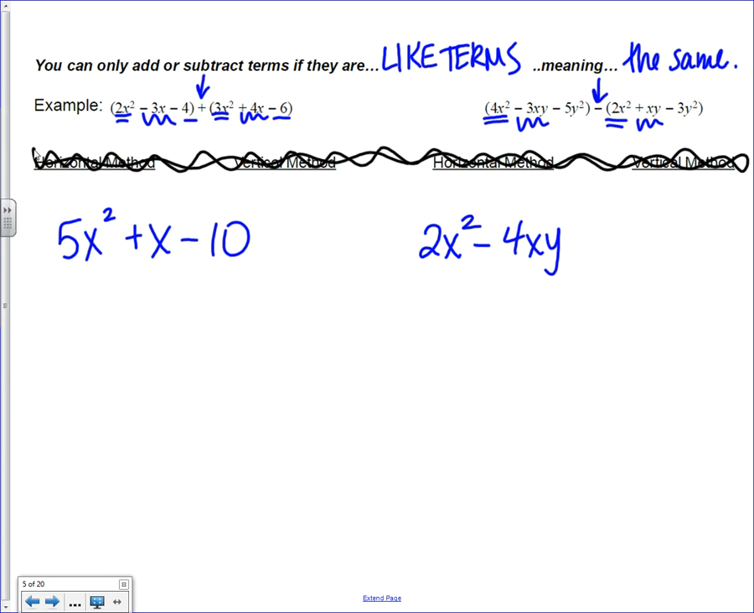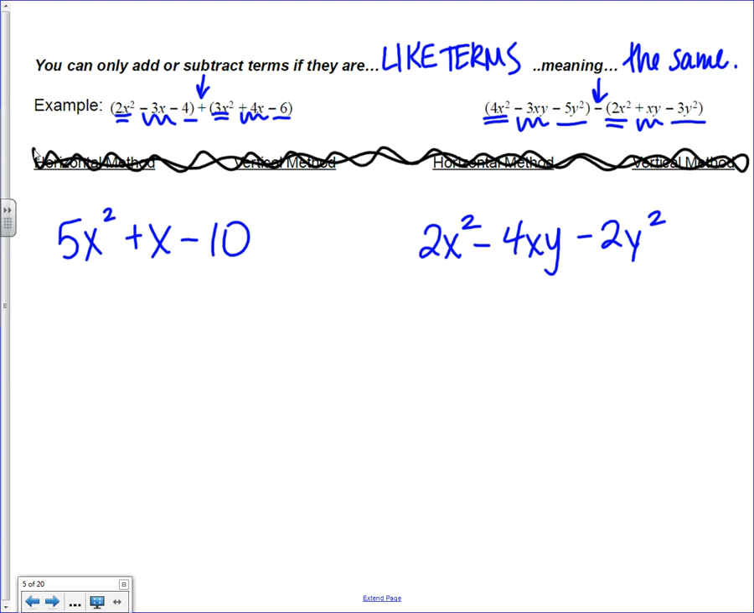Are you seeing how the variables are staying exactly how they are? And then finally, we have y squared. Subtract them carefully. It should be negative 2y squared. Here, Dylan, this is negative 5. And then this is minus a negative 3. So really it's plus 3. So negative 5 plus 3 will be negative 2.